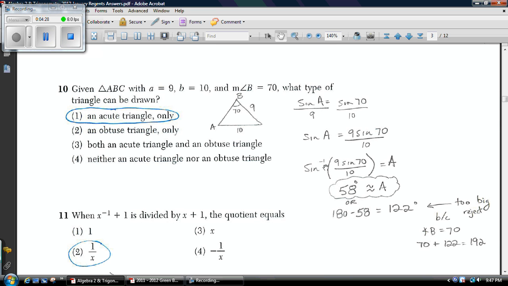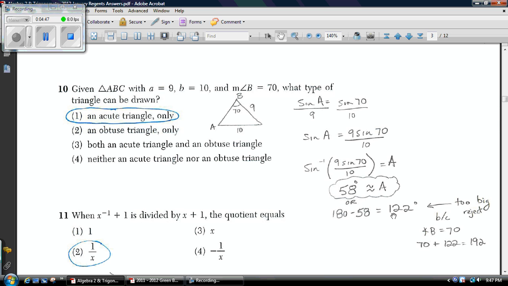And then you want to find A, which means you got to use the inverse, which means the inverse of all of this business equals A. Plug it into your calculator, you get 58. Now, remember also that the sine of 58 is also equal to the sine of 122 because the sine of supplement angles is always the same. You can check this out.